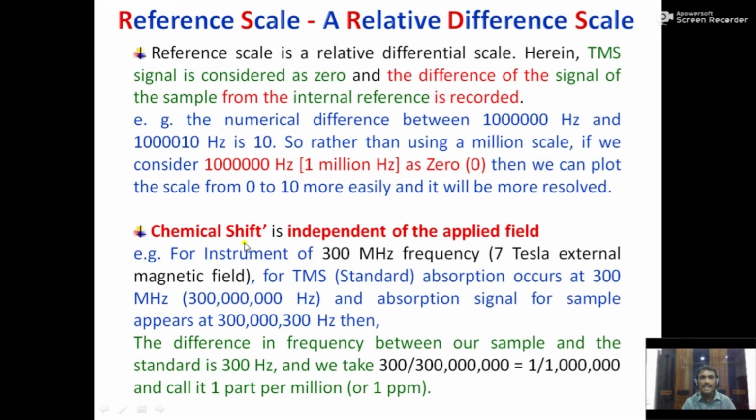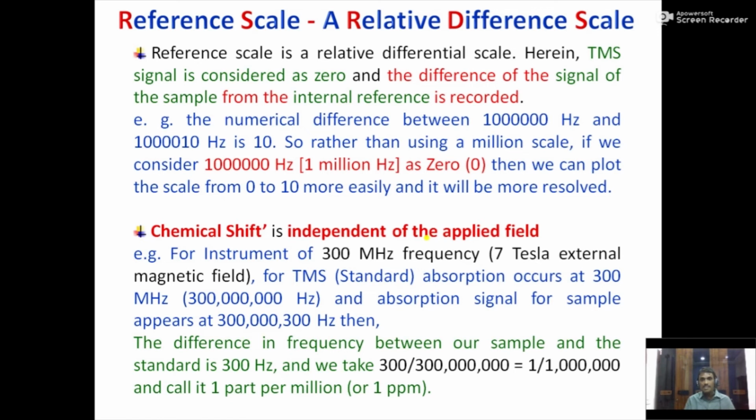Furthermore, we have seen that chemical shift is independent of the applied magnetic field. You can see that if you are using an instrument of 300 megahertz frequency, its magnetic field is 7 Tesla. If you are using TMS as the internal reference standard, then the absorption for TMS will be at 300 megahertz, that is 300 million hertz. It is one and the same thing.